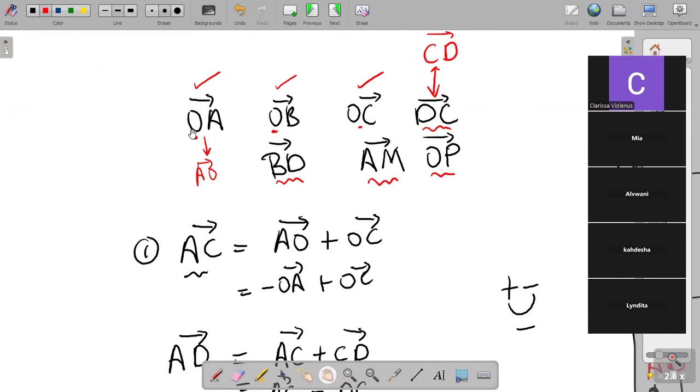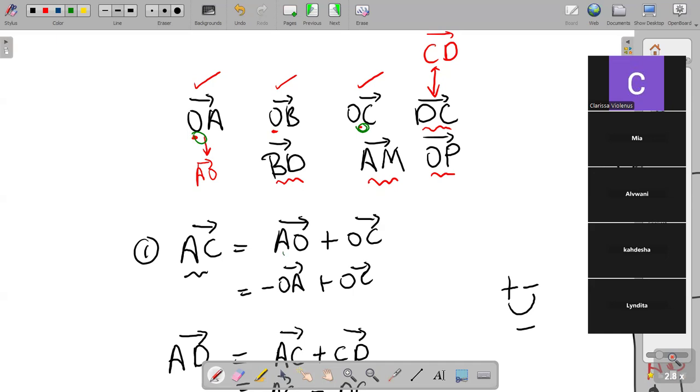So if OA is positive, that means AO would be what? Negative. Everybody with me? So I could start off with AO. Why can I start off with AO? Because I want to get to AC. What up here also has a C and an O? These two. So I could use these two to create my new vector AC. So let's look at what we need to do. AO plus OC gives me what I need.